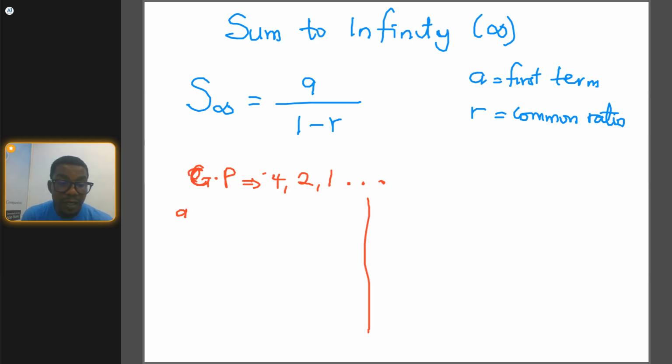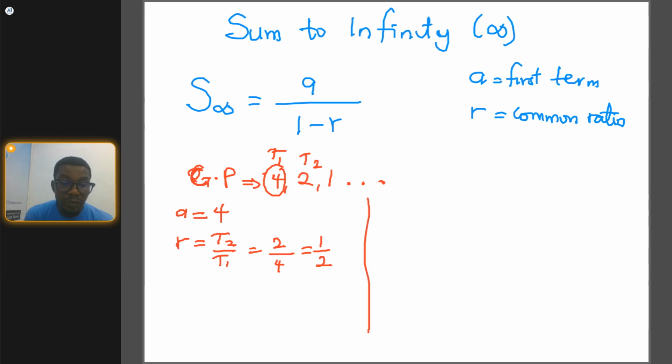First, you have to identify your first term. The first term is 4. R, which is the common ratio, is T2 over T1, where this is T1 and this is T2. So T2 is 2 divided by T1, which is 4, and this will give us 1 over 2. So the common ratio is 1 over 2.